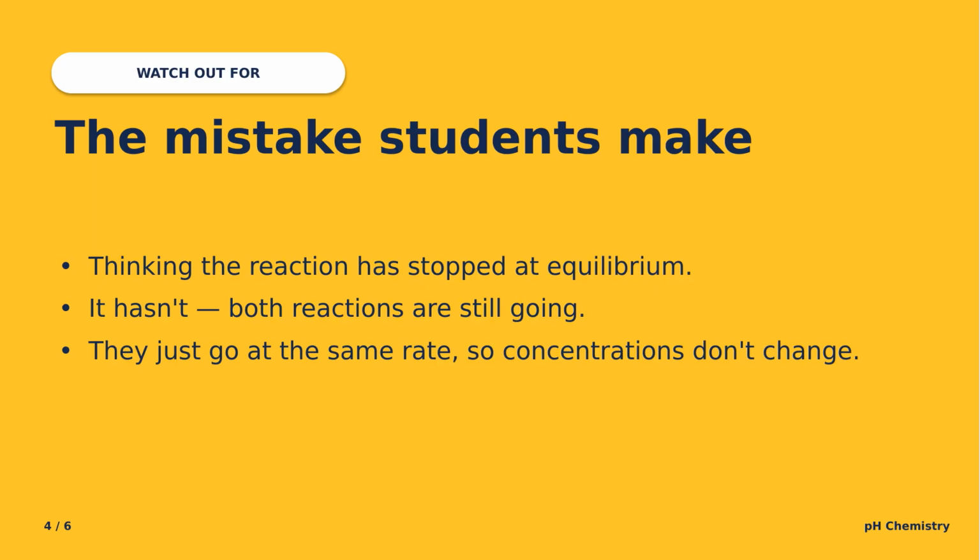Common slip. Thinking the reaction has stopped at equilibrium. It hasn't. Both reactions are still going. They just go at the same rate, so concentrations don't change. Equal rates, not equal concentrations.